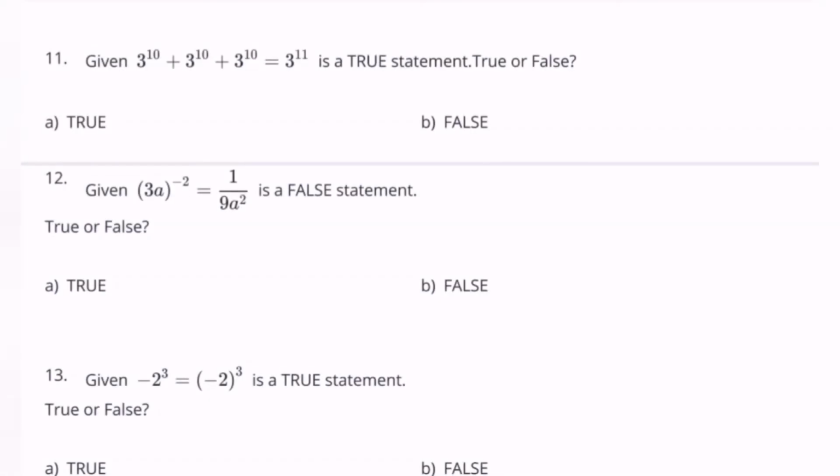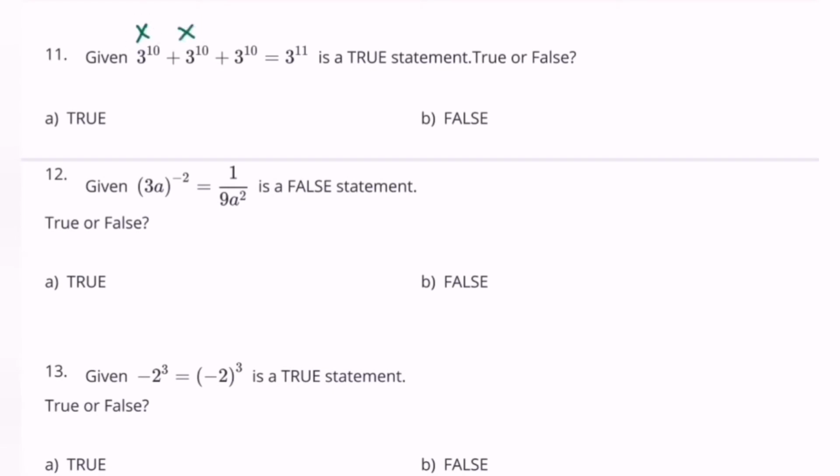Next, kindly refer to question 11, where we have 3 to the power of 10 plus 3 to the power of 10 plus 3 to the power of 10. Let's say we assume that this is an x. So we will have 3x. And as we already let x be 3 to the power of 10, kindly substitute the x. So it is equal to 3 times 3 to the power of 10. By using the multiplying indices, we have 3 to the power of 1 multiplied with 3 to the power of 10, which is equal to 3 to the power of 11. So from here, referring to the question, they said that 3 to the power of 10 plus 3 to the power of 10 plus 3 to the power of 10, which is equal to 3 to the power of 11, is a true statement.